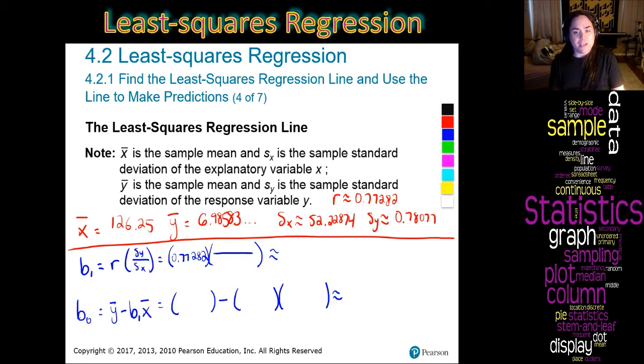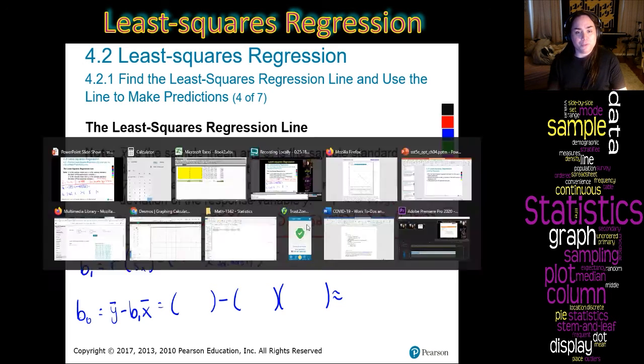Well, S sub y yesterday was 0.78077. You can go back and look at the video about 2 minutes ago when I had the Excel spreadsheet up. And S sub x, the sample standard deviation for the x values, was 52.22874. So I'm going to calculate that now. What is that equal to?